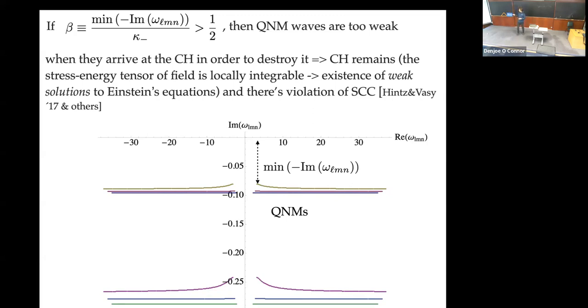Okay, so the quantity beta being larger than 1/2 or not: how close to the real axis is the highest lying quantum mode? That's the crucial thing. If beta is larger than 1/2, we're doomed, or strong cosmic censorship is doomed. If beta is less than 1/2, it's saved.